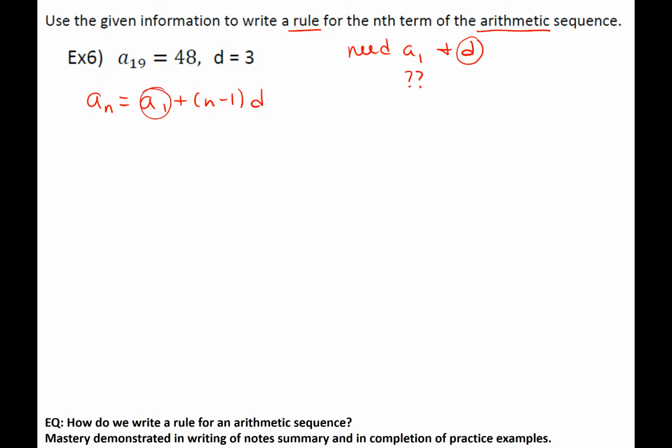So this is what I want to know out of this equation. First of all, they did give us a sub n. They gave us a different term other than the first one. They gave us the 19th term, so I'm going to say a sub 19. That's fine. And then equals a sub 1, I don't know, plus n. Since n is 19 in this problem, I'm going to say 19. That comes from here and what I plugged in here.